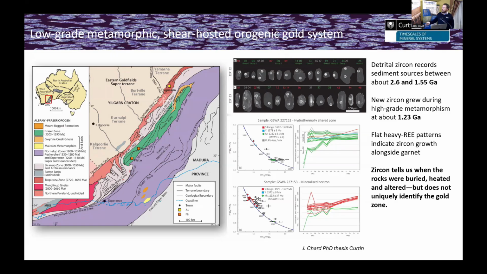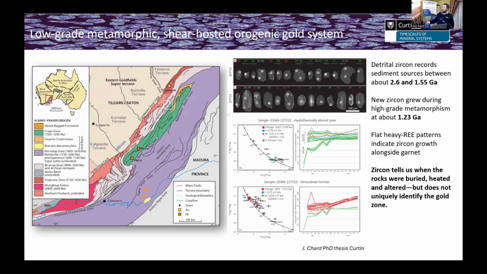Okay, so we know something about the source sediment, but we also get this 1.2 Ga age. So there's a metamorphic overgrowth on those grains. What's interesting about that metamorphic overgrowth is that if we look at the chemistry of these zircons, you can see there are two distinct patterns.